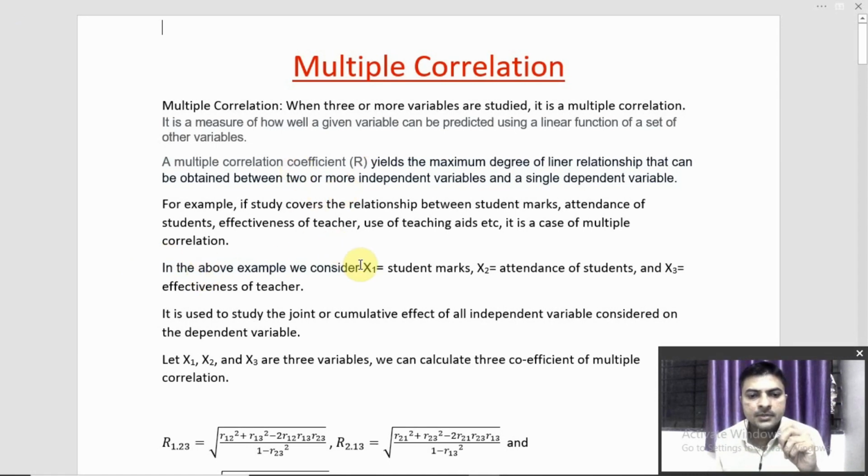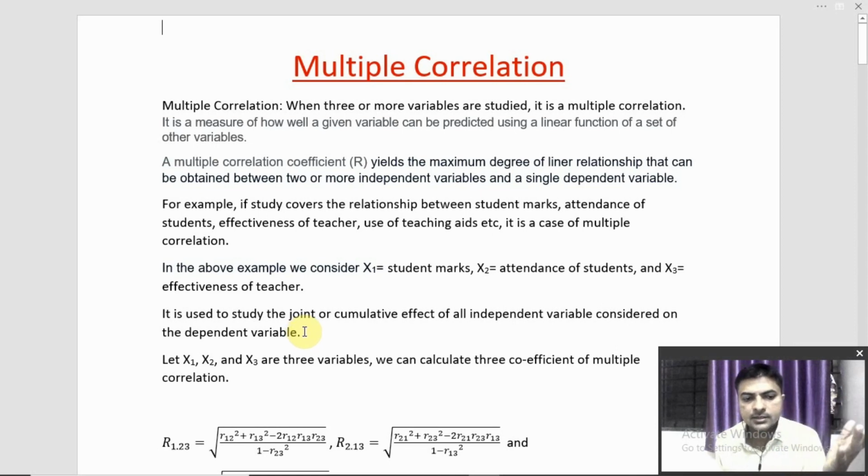In the above example, we consider x1 is the student marks, x2 is the attendance of the students, x3 is the effectiveness of the teacher. It is used to study the joint or cumulative effect of all independent variables considered on the dependent variable. Yes, please remember this. There are many independent variables which we are going to consider on the dependent variable.